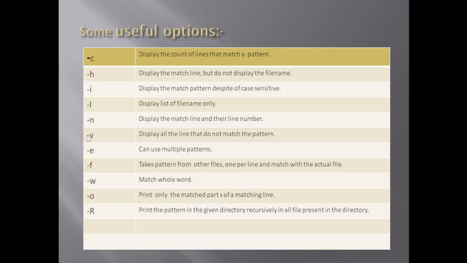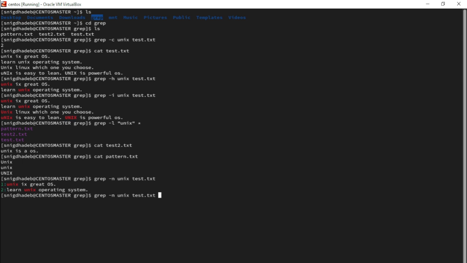Next option is -v. It displays all the lines that do not match the pattern. So we can easily understand that those lines do not contain Unix in small letter. Those lines I get as output. So you can see this is the output.